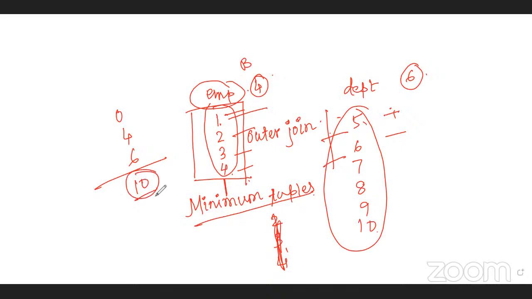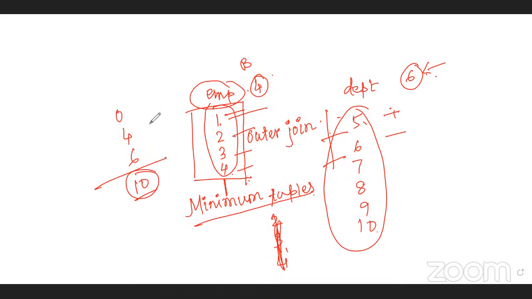This is the maximum. 10 is maximum, right? 6 is minimum. No. In this case, which is the minimum? The minimum is also 10. Suppose we make a full outer join, you have to create the condition.